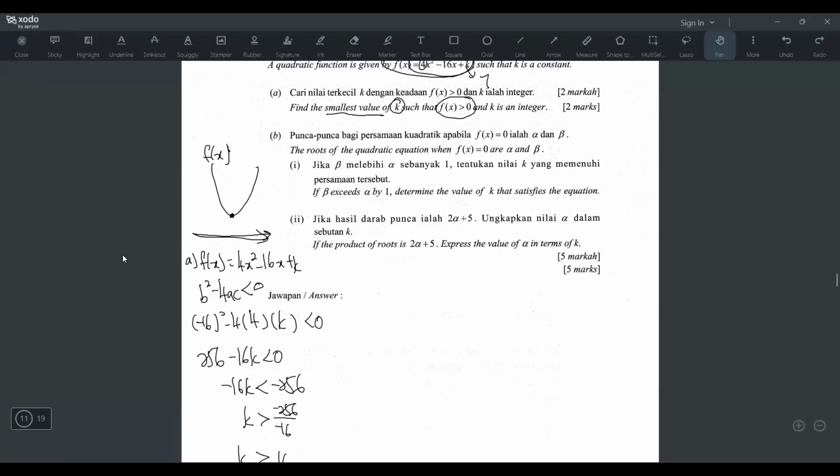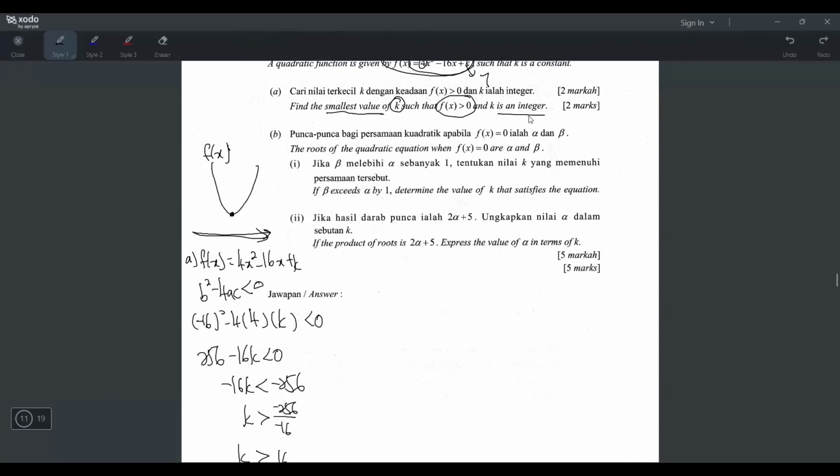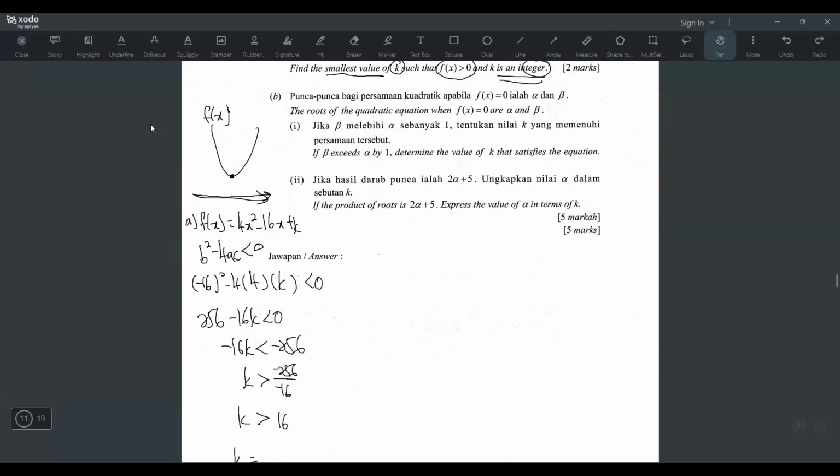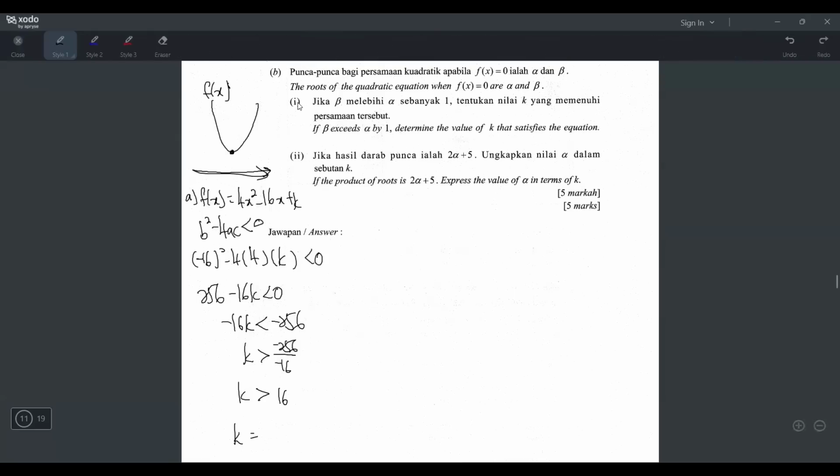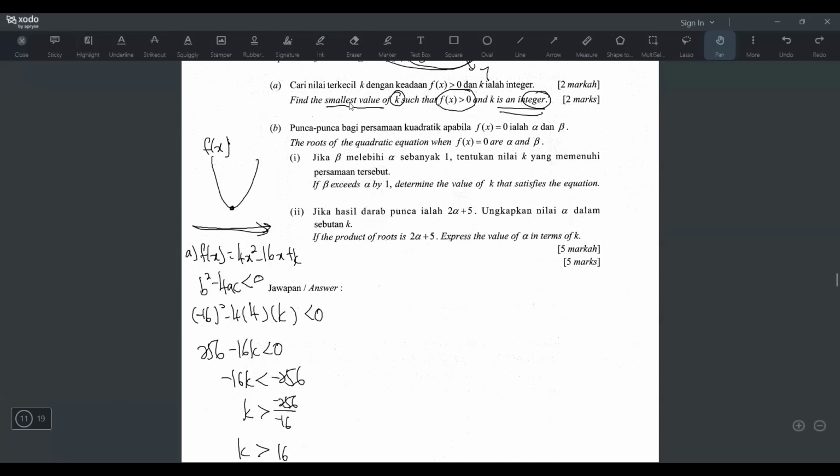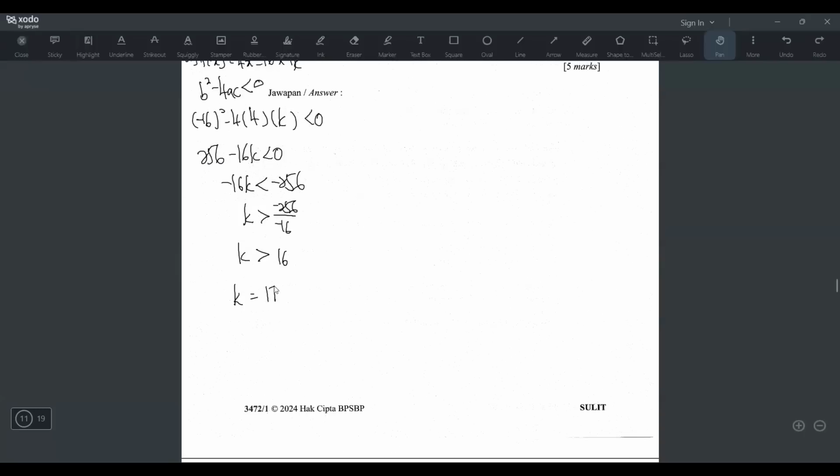Oh, they say k is an integer. Yes, they mention here k is an integer. What's an integer? Integer means no decimal, no fraction, no point like that. So k is a number like 16, 17, not 16.9 or 16.2. No fractions. So what is an integer that is bigger than 16? You have 17, 18, 19 and so on. But I will take 17 because they want the smallest value of k. So the smallest is 17.